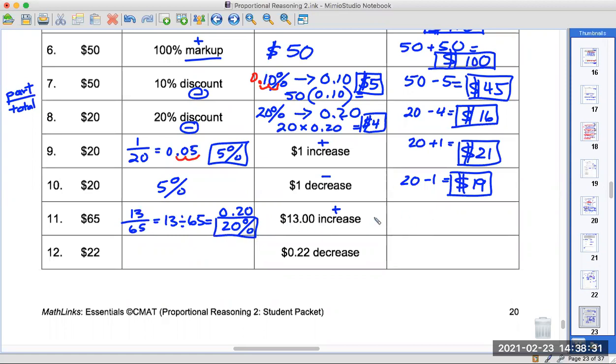But when we add to find the new price, you're not adding the percent, you're adding the dollar amount. You can only add the dollar with the dollar. And that's $78.